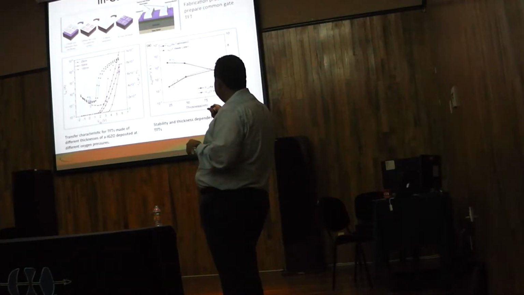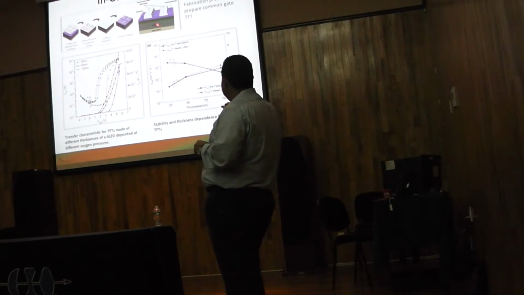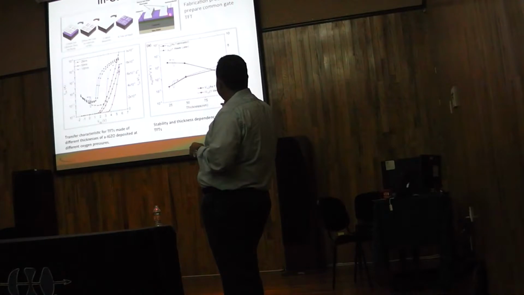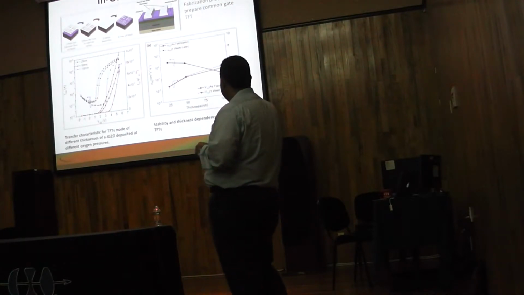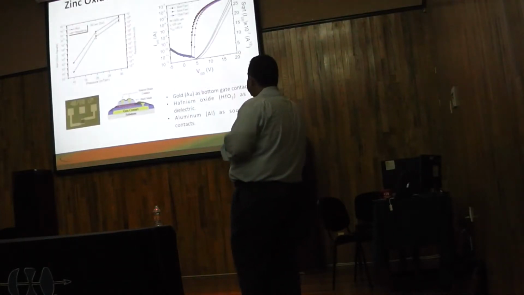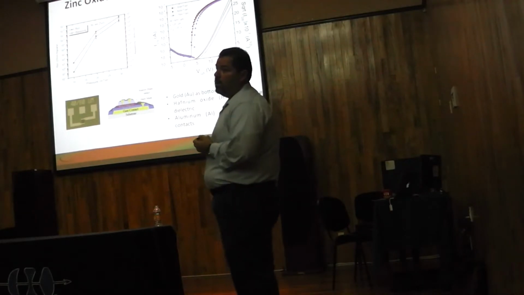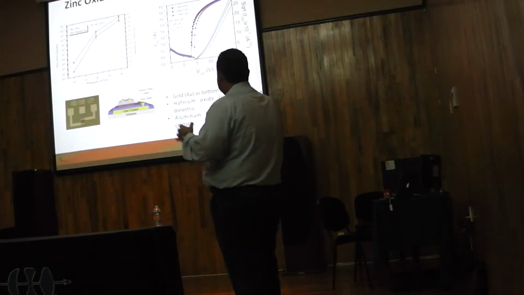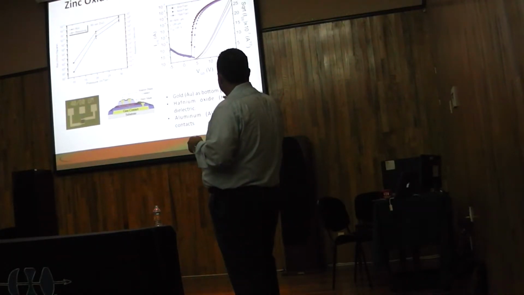Okay, so this is the process flow. This is the substrate, this is the dielectric, this is the semiconductor with the source and drain, with good mobilities as well. We also do zinc oxide. Okay, the same study for zinc oxide. All right, this is the transistor cross section. This is the top view of the transistor. This is the source, the drain, and the gate.